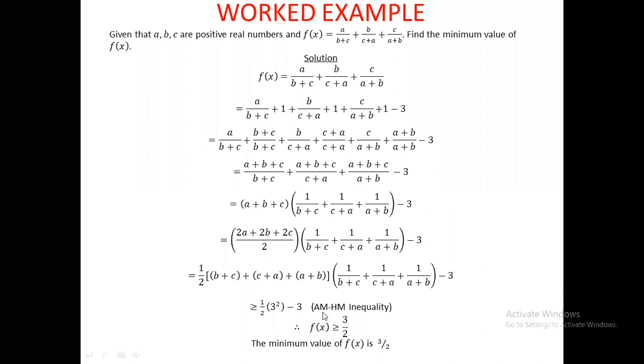And we know that AM-HM inequality, which we established in the beginning of the class, simply states that the product of the sum of given observations and the sum of the inverses is at least the number of observations squared.